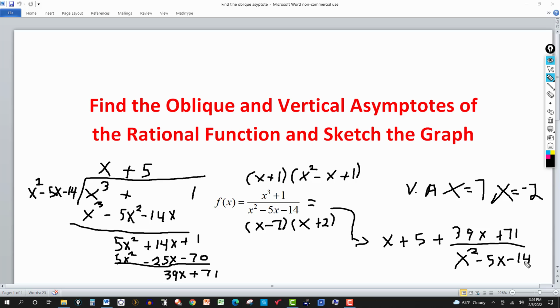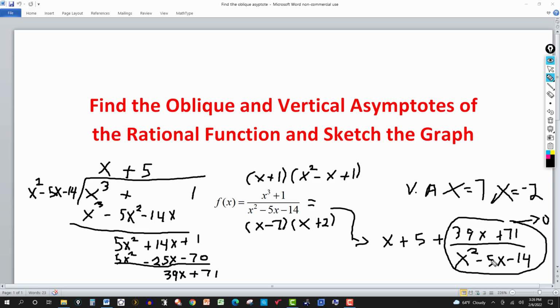Now for the slant asymptote and for the horizontal asymptote, we want to know, what does the function approach as the x value gets real large or real small? So you can see here that this is the remainder. As the x value gets real large, the denominator gets real large, much larger than the numerator. So basically this is going to go to 0.